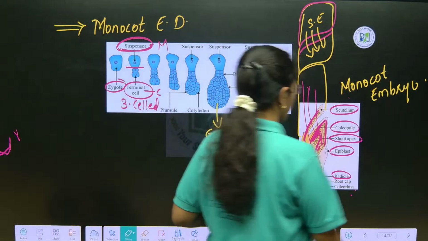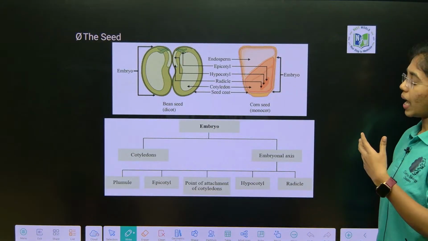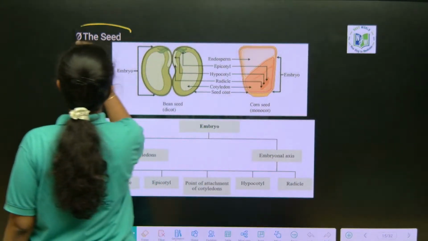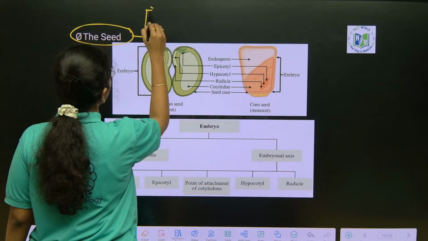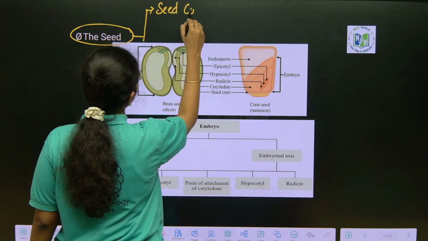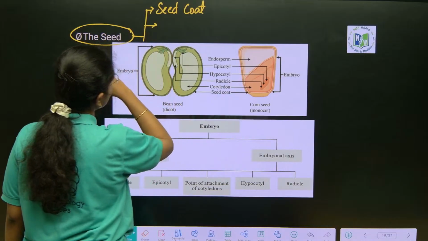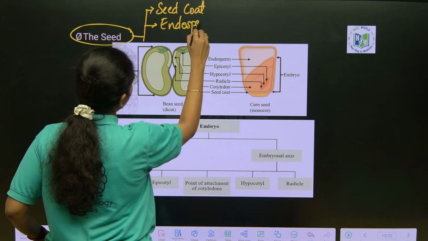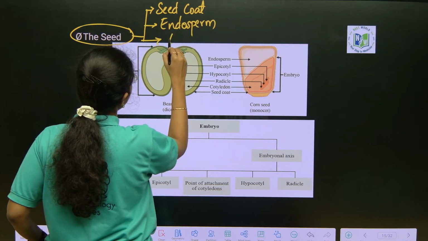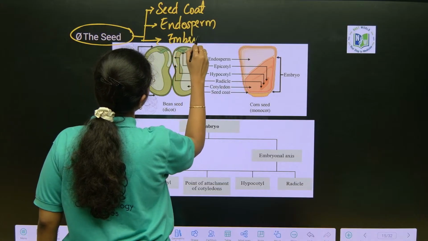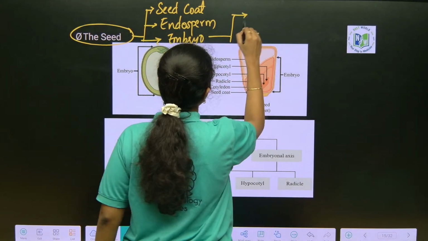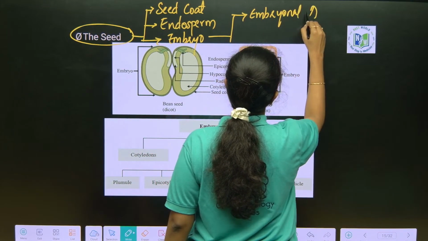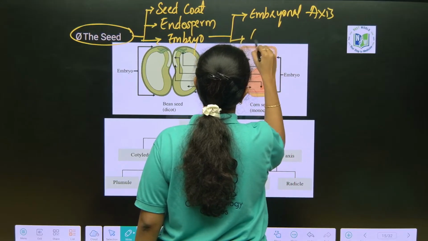Done? Next you see. Seed. As we have discussed, first you have to know the parts of the seed. First is what? Seed coat. Next is endosperm. Next is embryo. Embryo consists of embryonal axis and cotyledons.